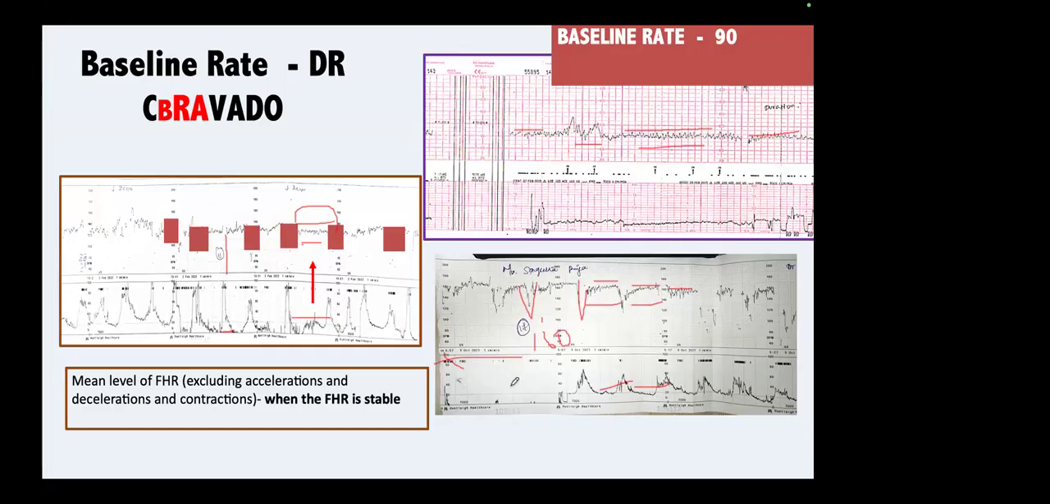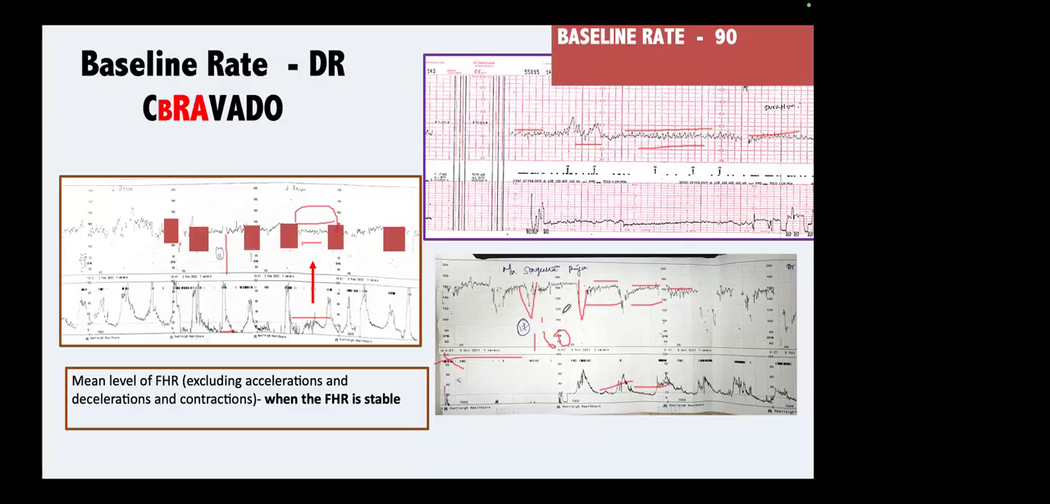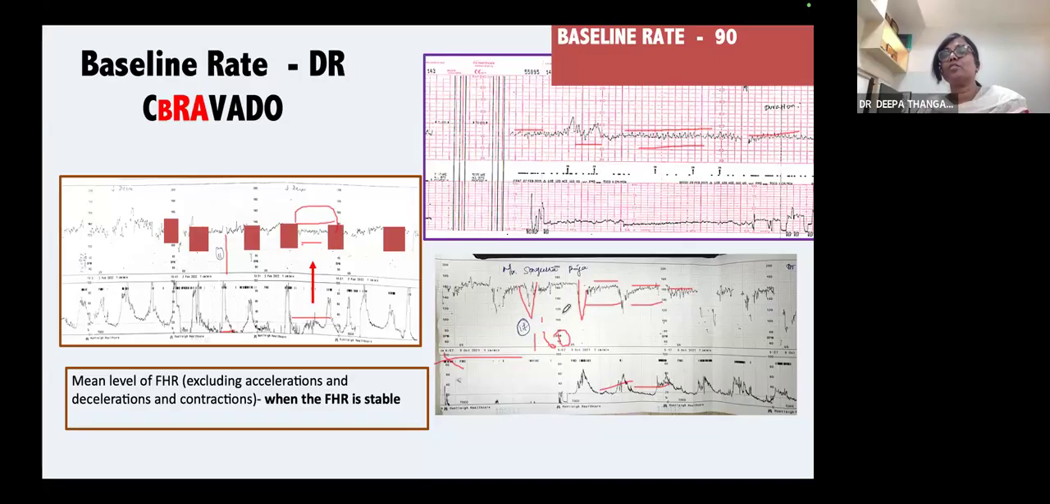If from the CTG there is an increase in baseline heart rate of 20 beats per minute, then this baby is going in for compensated tachycardia. That means hypoxia is going on, and the baby is compensating for that hypoxia by increasing the adrenergic drive, the catecholamine drive.